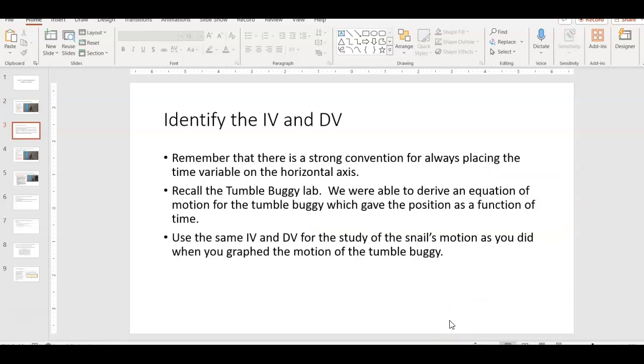So the first thing you'll need to do is identify your independent and dependent variables. We're studying the motion of the snail, and we would like to find an equation of motion for it. So remember, there's a strong convention for always placing the time variable on the horizontal axis, and so that would tend to make us use the time variable as the independent variable. Recall the tumble buggy lab? In order to have an equation of motion, we want to give an equation that tells us what the position is as a function of time.